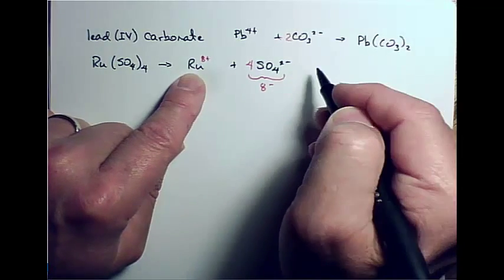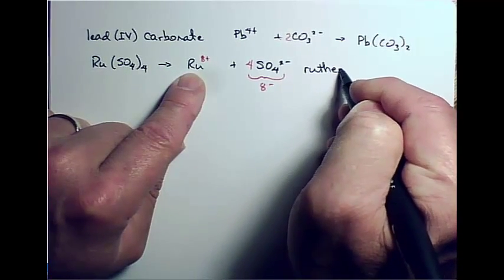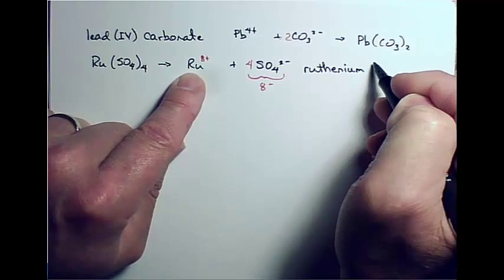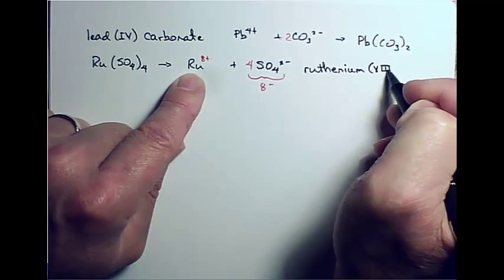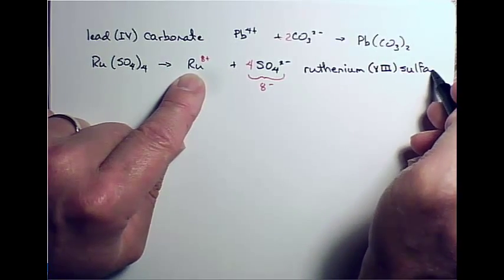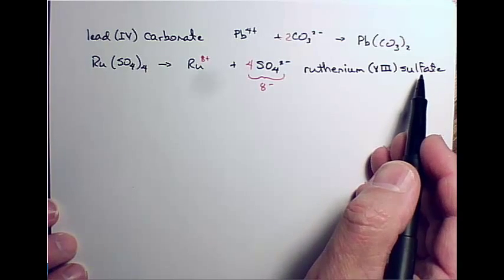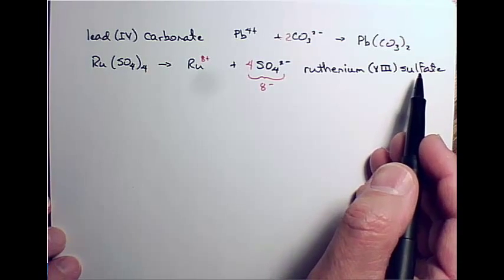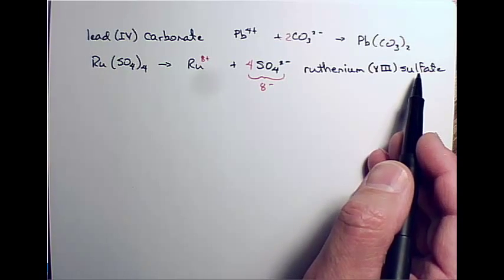There's not just one kind of ruthenium, there's more than one ruthenium, so you have to state what that name is. So when we write the name, we're going to write ruthenium 8 sulfate. Now sulfate, we spell it in the United States with an F. Most of the rest of the world spells it with a PH instead of the F.